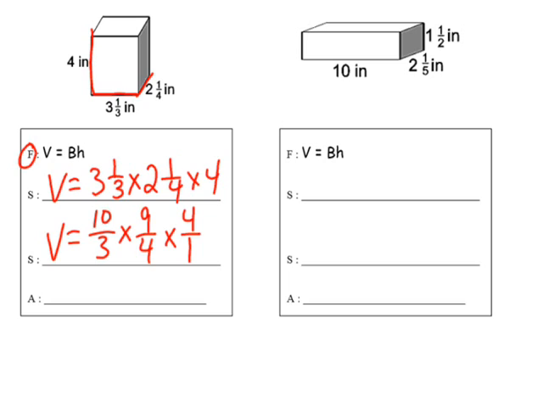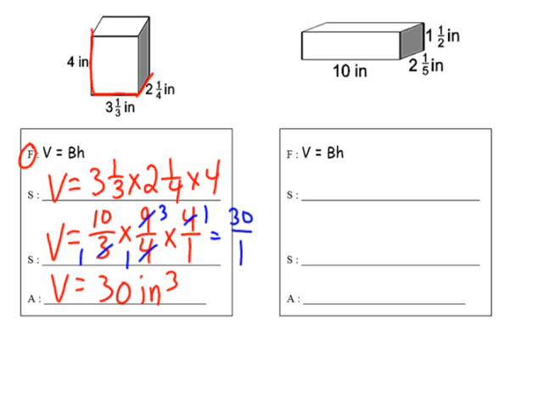Let's see if we can cancel anything here. We could do the 4's. We could do the 9 and the 3. And I'm left with 30 over 1. So our volume would be 30 cubic inches. Now let's talk about labeling.